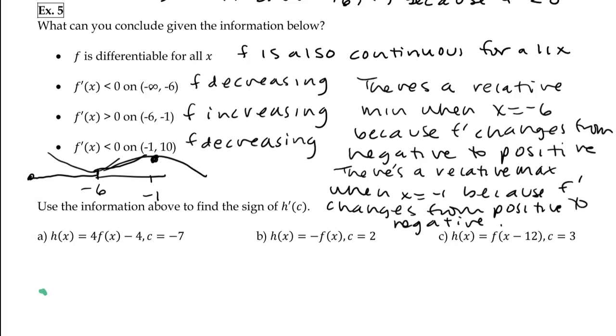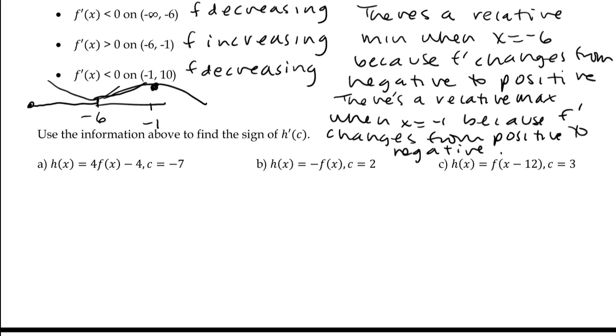Okay, so I wanted you to be able to see this information and make these conclusions, but we're really going to use it to find the sign of h prime. Okay, so h prime of x: 4 is a scalar, and the derivative of f is f prime. The derivative of a -4 is 0. Now they're saying, can you find h prime at -7? It's going to be 4f prime of -7.